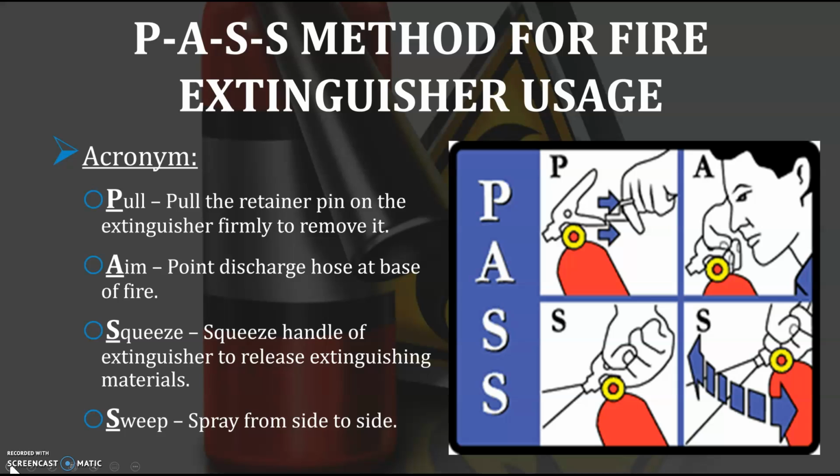The preferred procedure or method to use for fire extinguisher usage is the PASS method. This stands for pull, aim, squeeze, sweep. You pull the retainer pin on the extinguisher firmly to remove it. Then you aim the hose at the base of the fire. Once you have done that, you squeeze the handle of the extinguisher to release extinguishing materials. Once that is done, you will sweep the hose and spray it from side to side.